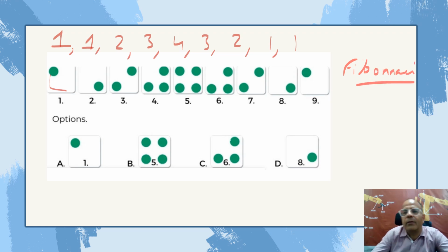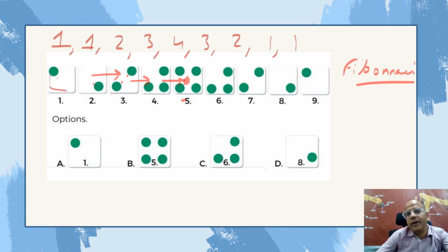Fibonacci series. What is a Fibonacci series? You add the two terms before and you get the third term. So what is it like? If you add this 1 and 1, you're getting a 2. If you add 2 and 1, you're going to get a 3. 3 and 2 should be getting you 5, not 4.